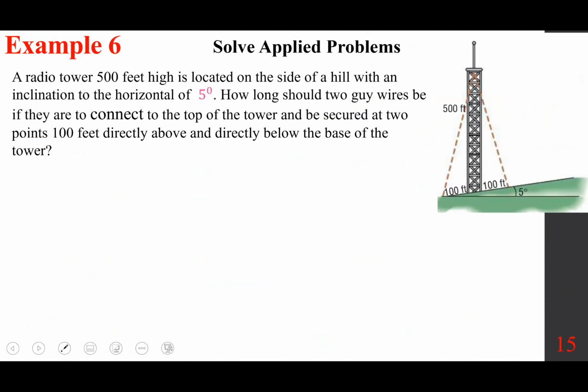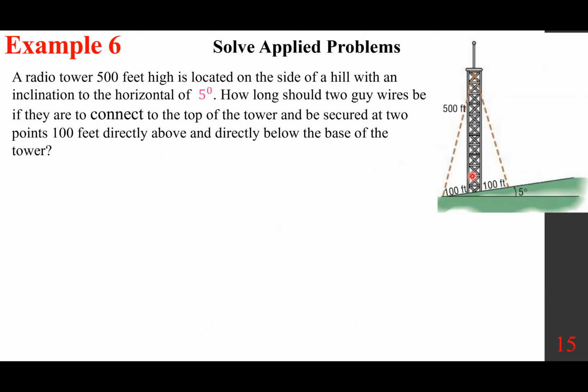And truly, this is the last question, everybody. Last question. Please, somebody read that for us. A radio tower 500 feet high is located on the side of a hill with an inclination to the horizontal of 5 degrees. How long should two guy wires be if they are to connect to the top of the tower and be secured at 2 points 100 feet directly above and directly below the base of the tower? Excellent. Thank you so much.